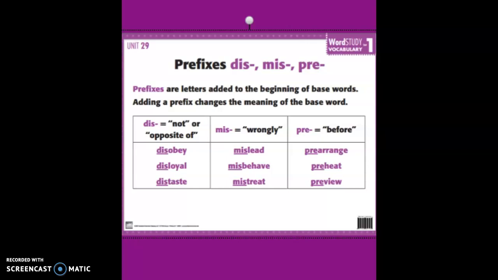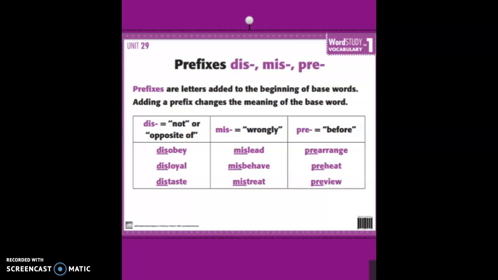Hi, third graders. This week we are working on Unit 29 in Word Study, and we are learning about the prefixes dis, mis, and pre. Prefixes are letters added to the beginning of base words. Adding a prefix changes the meaning of the base word. Let's look at some examples.